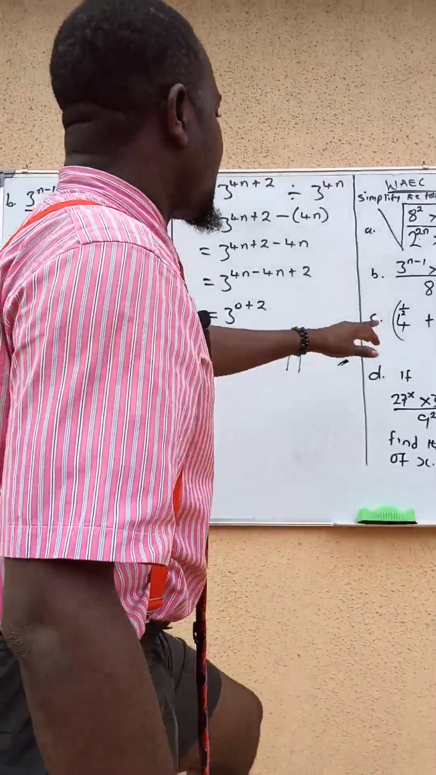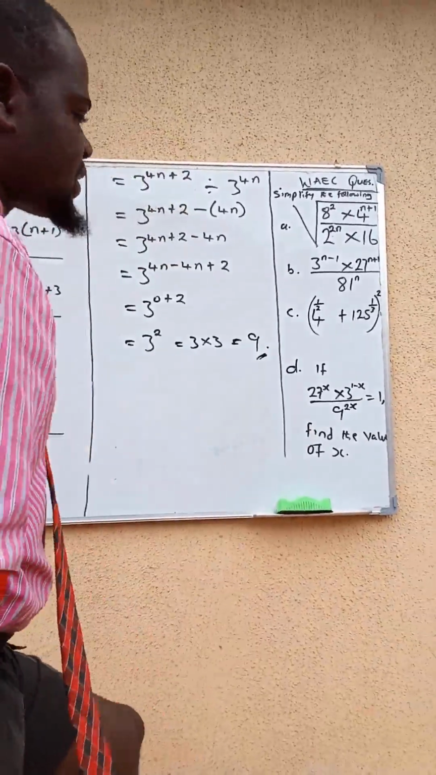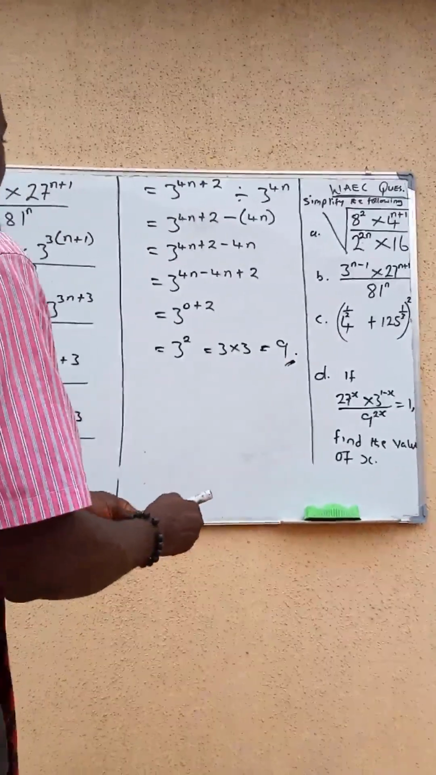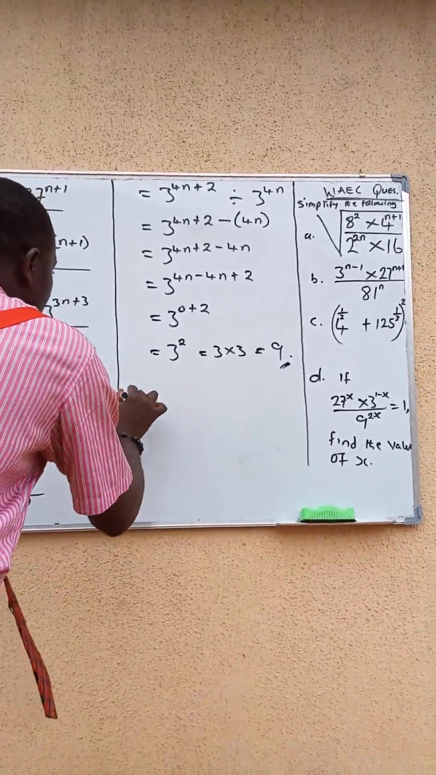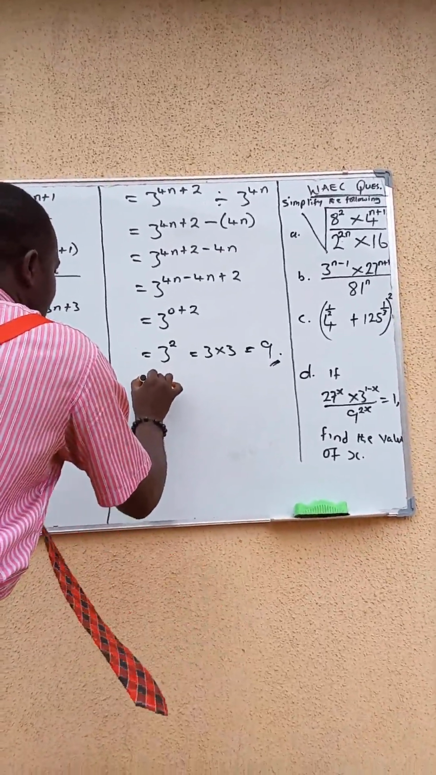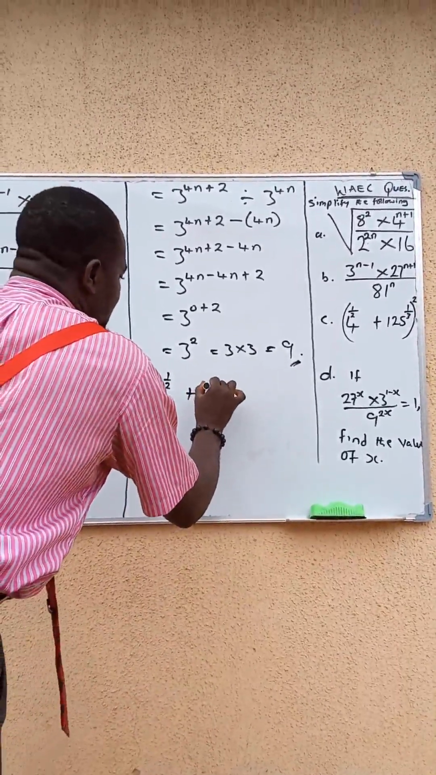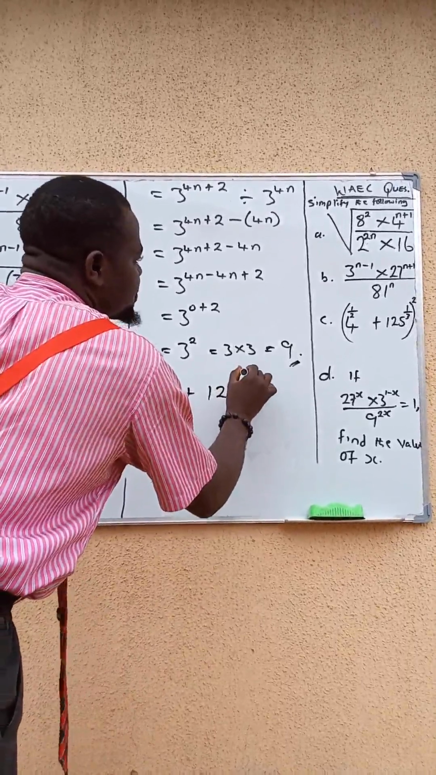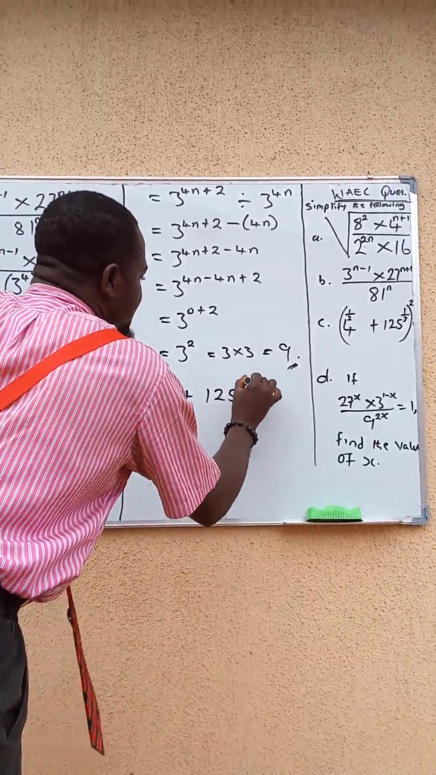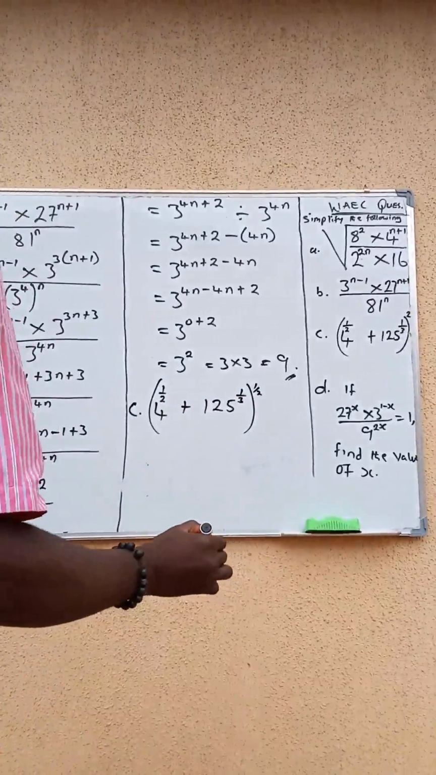Now let me look at C. Then give you this one to play with. The C is very simple. I will not apply anything because I've been applying (4 raised to power of 1 over 2 plus 125 raised to power of 1 over 3), all raised to the power of half. That's the C.